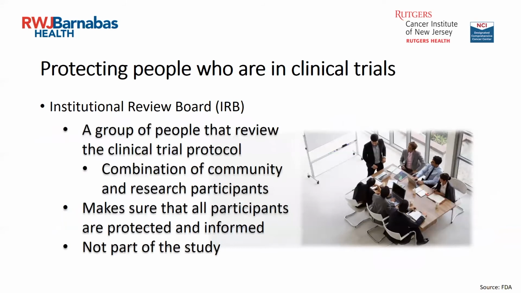As I mentioned, part of the regulations that were put into place was the Institutional Review Board, or IRB. The IRB is a group of people that is a combination of community members and researchers that are not a part of the study. They review the clinical trial protocol to make sure that all participants are protected and informed about what is going to happen to them if they participate in a clinical trial. If for any reason you're concerned or feel that something in the clinical trial isn't happening the way it's supposed to, the IRB is who you would go to about those concerns. And later in the presentation, we'll discuss informed consent and the protocol.